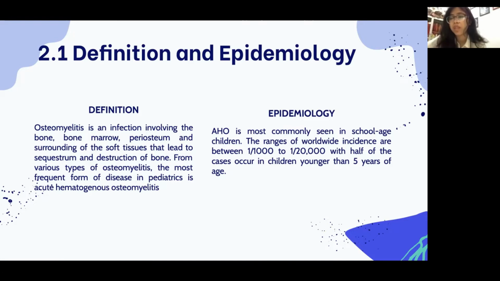For the epidemiology, this disease is most commonly seen in school-age children, with the range of worldwide incidence between 1 in 1,000 to 1 in 20,000, with half of the cases occurring in children younger than 5 years of age. That's all for me. My friend will continue the next part.